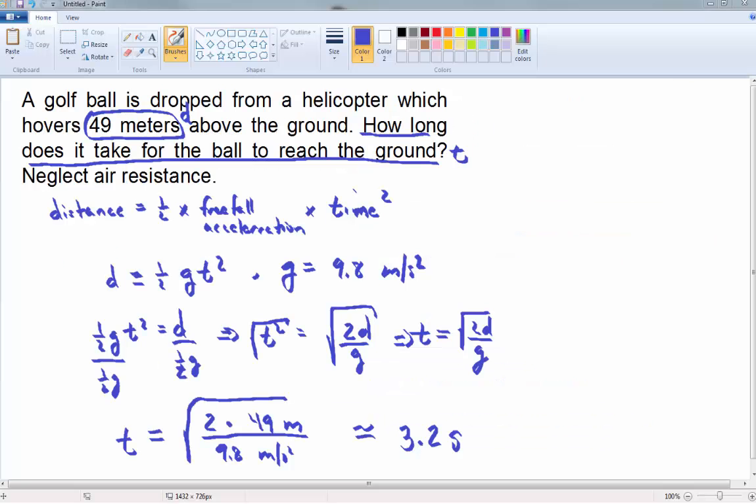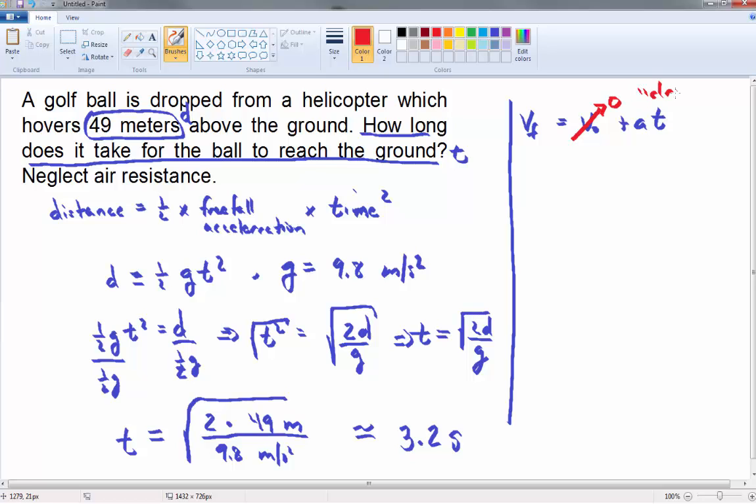So for this next example, how fast, we use v final is v initial plus at, and again it's being dropped, so we're saying this is zero because that's what happens when you drop something. Dropped means the initial speed is zero. The t we solved for over here was 3.2 seconds, and so the final speed is 9.8 meters per second squared times 3.2 seconds. So let's pull open the calculator.